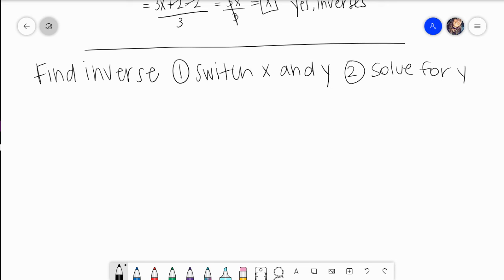So if we have y equals 7x minus 5, applying the very first step, right, it told me to switch. So now it's x equals 7y minus 5.